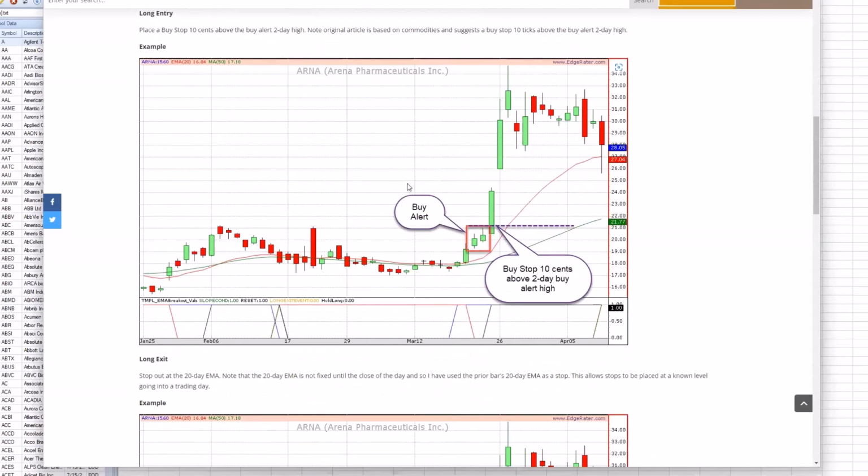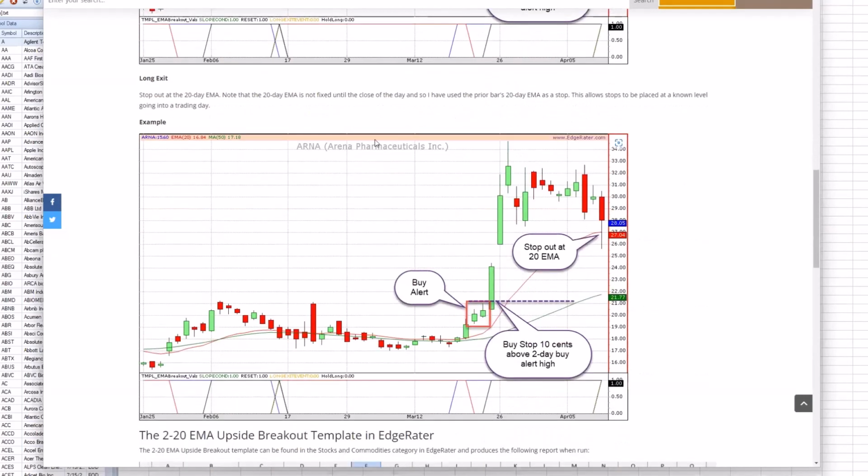And here's another example in here. And then exits at the 20 EMA. Now you can see you might give up a lot in here, but that's not really the point. We'll talk a bit next week about doing some back testing using some of the scripts, and we have scripts in the program that will allow you to test this particular system on any list of stocks. So that's something you can definitely try.